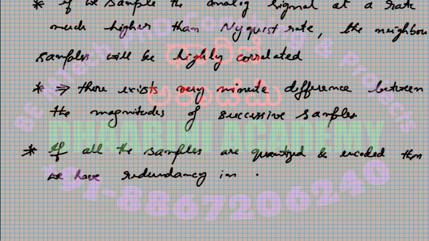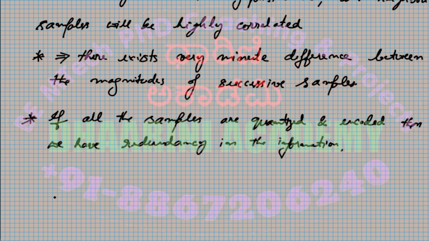redundancy in the information to be sent or to be processed, whatever, right? That's fine. I'll stop here. So in the information, we have redundancy. So what we do, we go for the DPCM. So in the DPCM technique, to reduce the redundancy in the whole information, only the difference between the successive samples will be used.